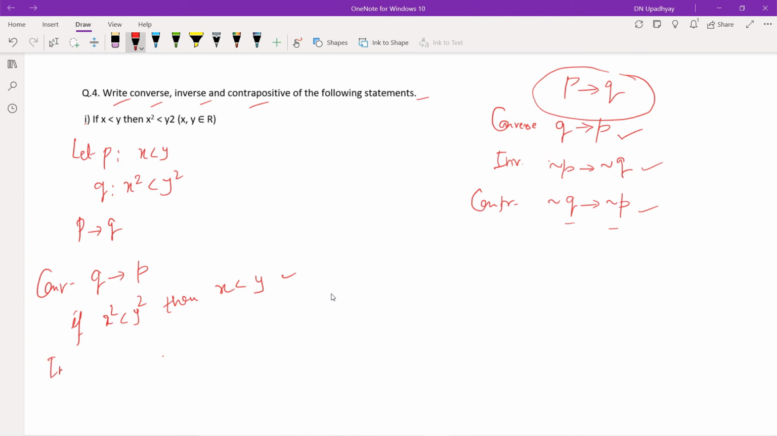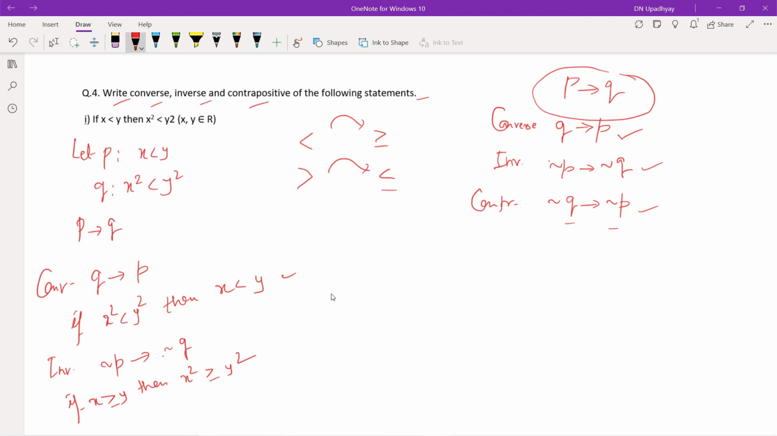Now inverse, negation P to negation Q. So negation P means, see, negation of less than is greater than or equal to. Okay, always remember. And negation of greater than is less than or equal to. This negation, okay? So this will be: if x is greater than or equal to y, then x square is greater than or equal to y square.